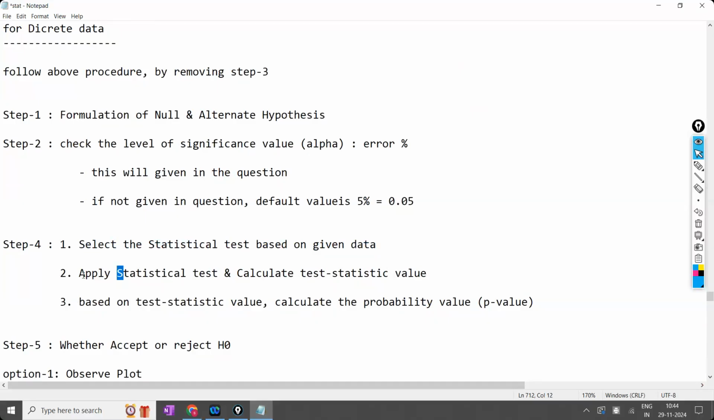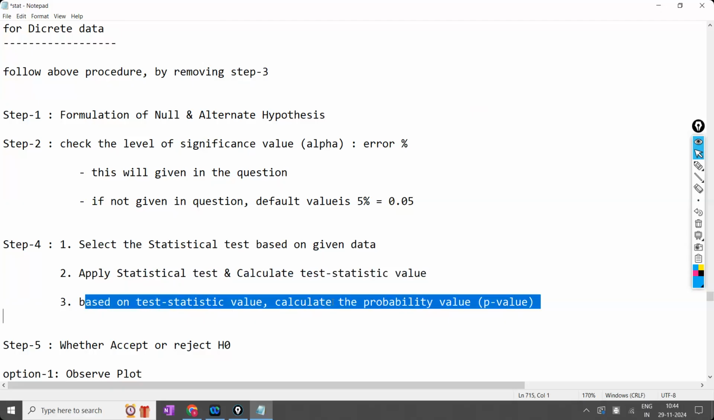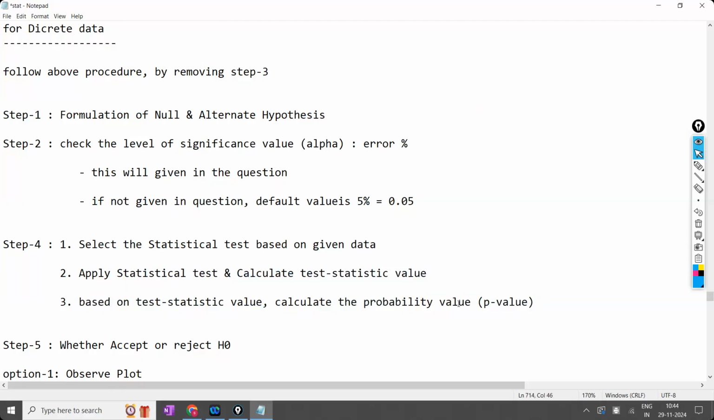Now after that, apply the statistical test. I have applied the formula, that is x bar minus mu divided by sigma by square root of n. Applying the formula is called applying the statistical test. From that I have calculated the test statistic value, that is 1.67. The z-test has given the output as 1.67. Now based on the 1.67, I am calculating the probability value, which is 0.9525. 3 steps are completed.